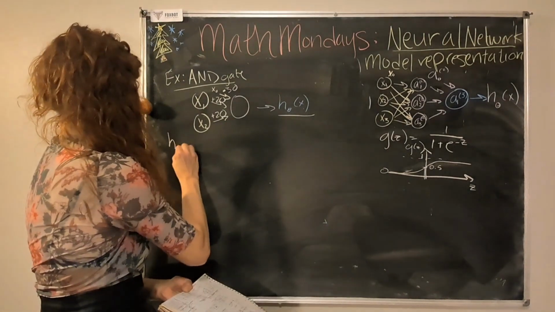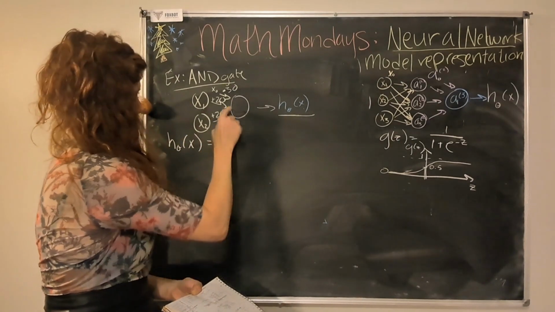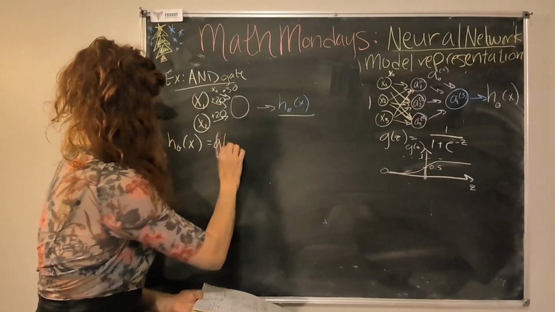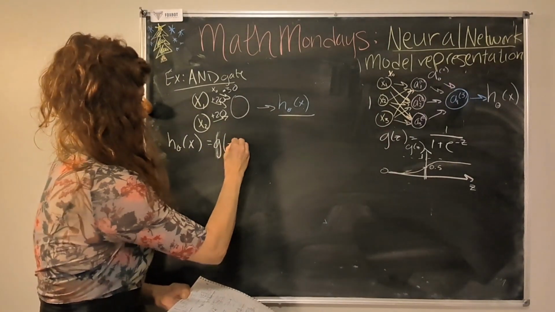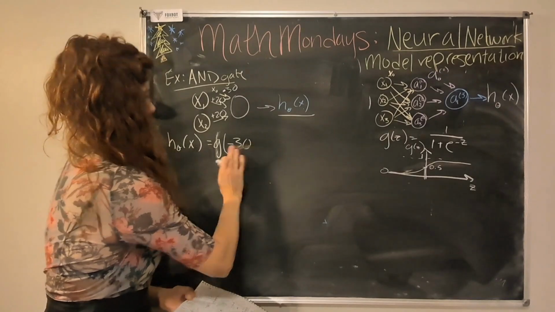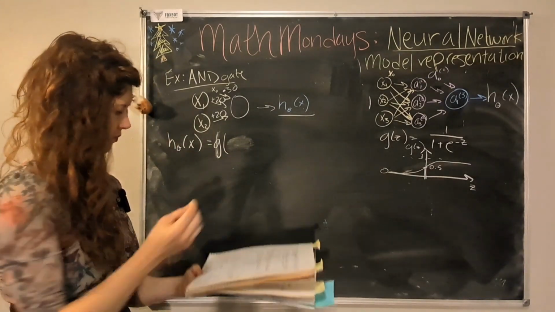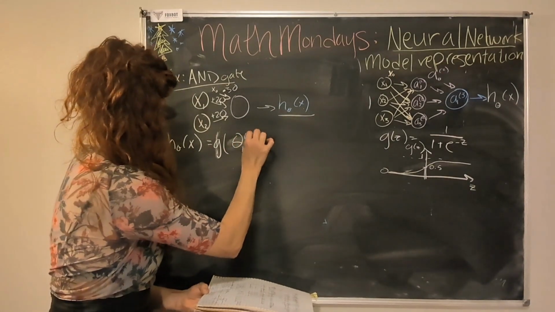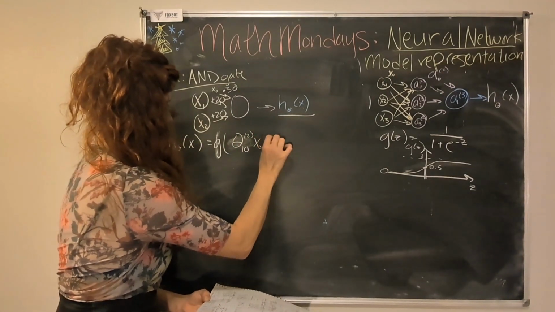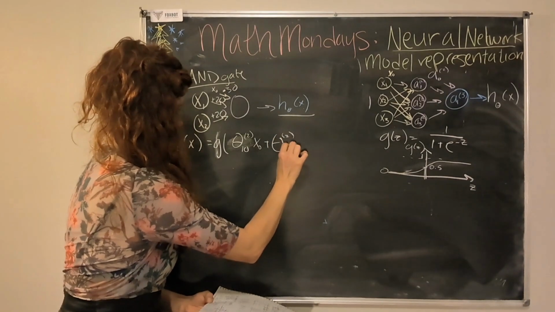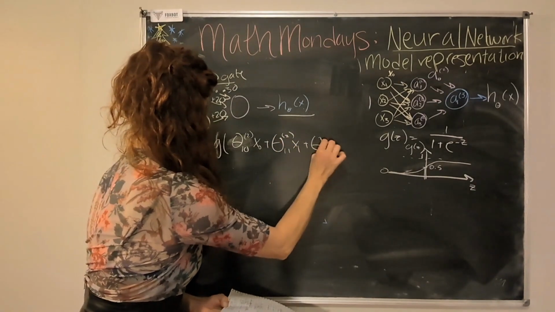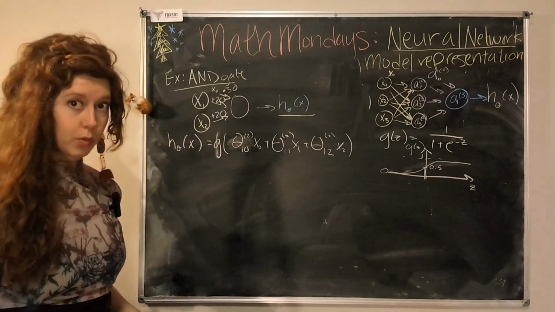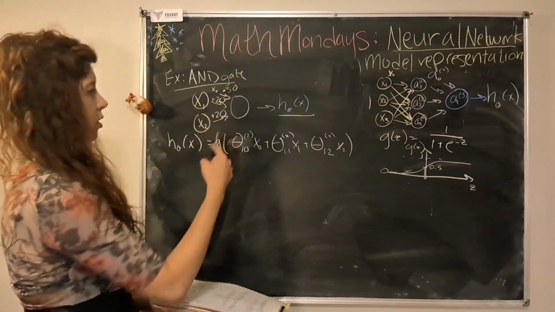So that means that our hypothesis function is going to look like this. We have our bias unit, and this is going to be g, our sigmoid function, of -30. Well, actually, let's write this out first. So this is theta 1,0 of layer 2 times x0, plus theta 1,1 of layer 2 times x1, plus theta 1,2 of layer 2 times x2. Okay, and when we plug these in, these numbers are our weights.